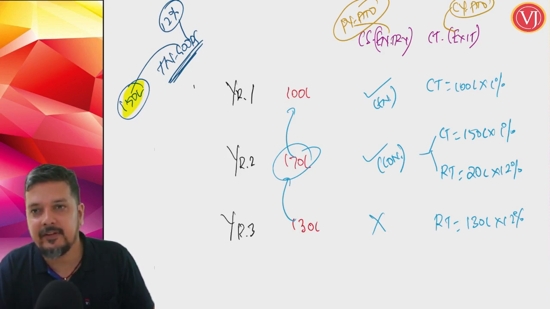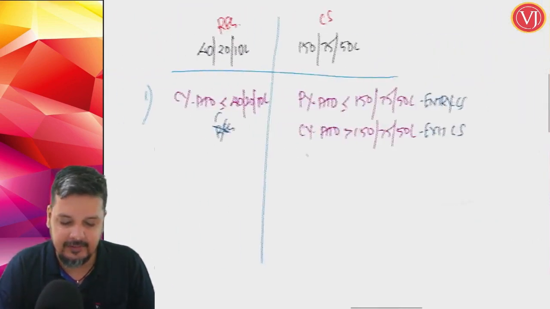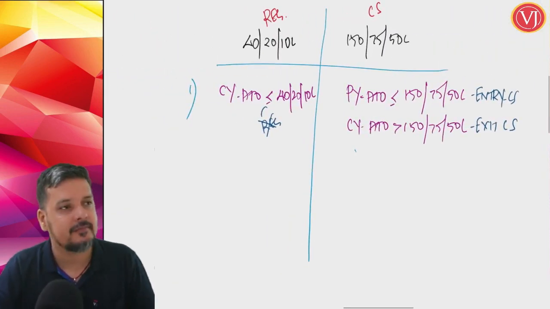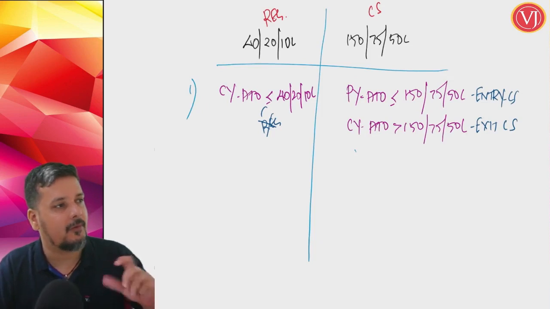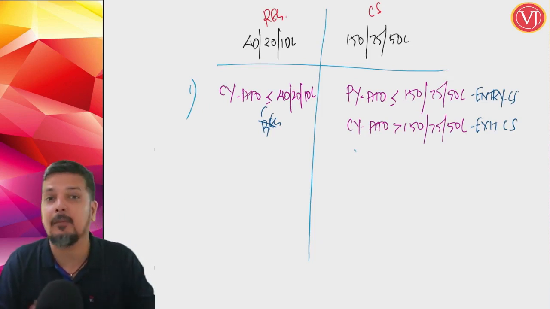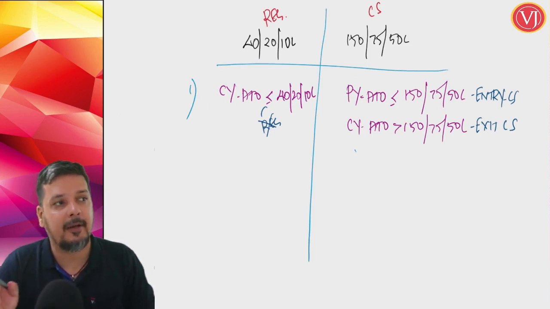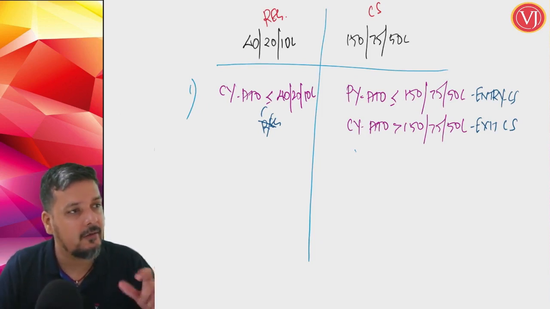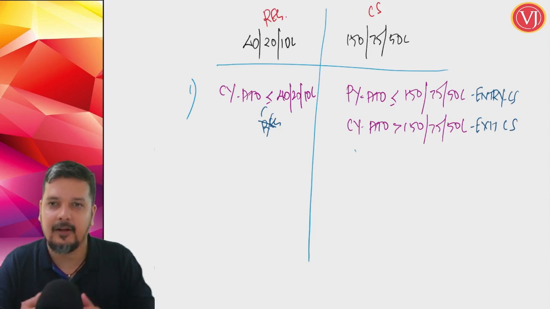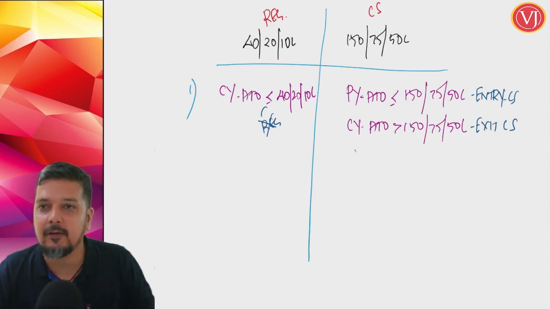Are you guys clear with this understanding? So that is an important part. Now you understand in composition scheme that previous year aggregate turnover is not for your exit and payment. It is only for entry. Then current year aggregate turnover is mainly relevant for your exit.